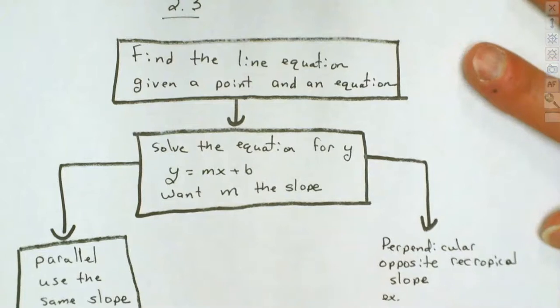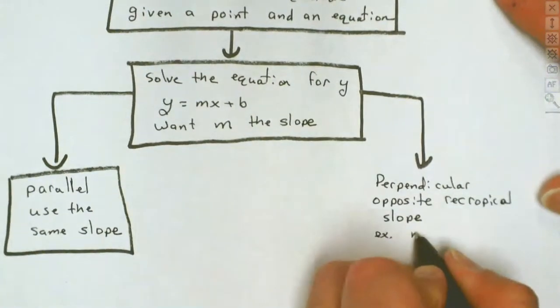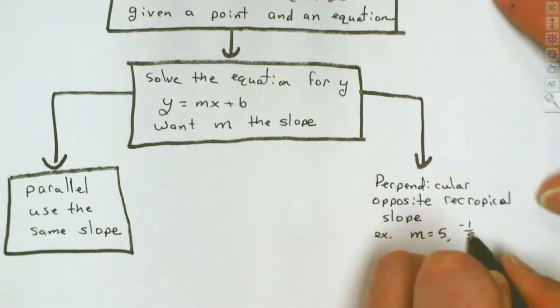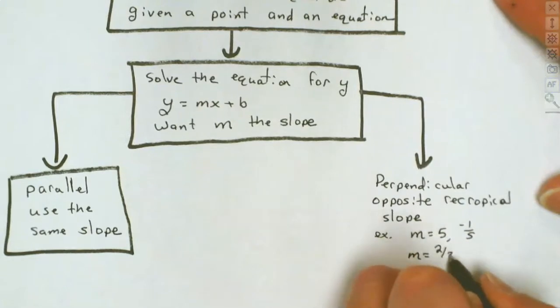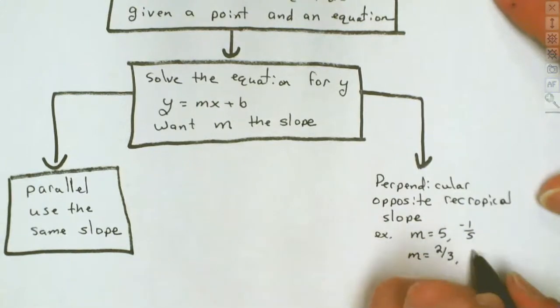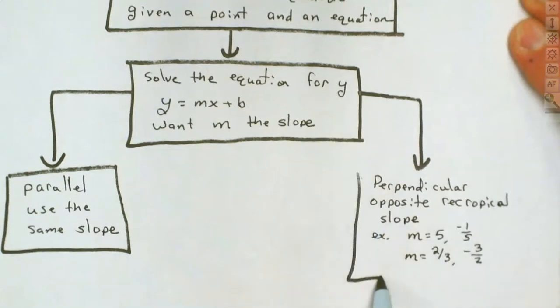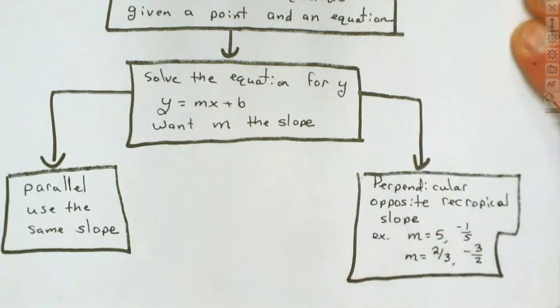So let's look at an example here. An example would be m equals 5 and minus a fifth, or m equals, let's say, 2/3. Your slope would be negative 3/2. Okay, so those are just examples here. So perpendicular, we want the opposite reciprocal slope, or negative reciprocal.